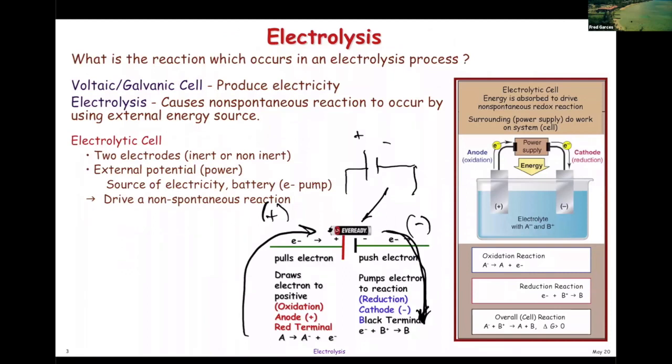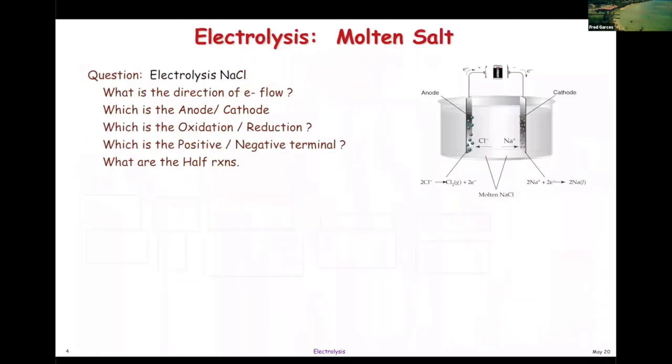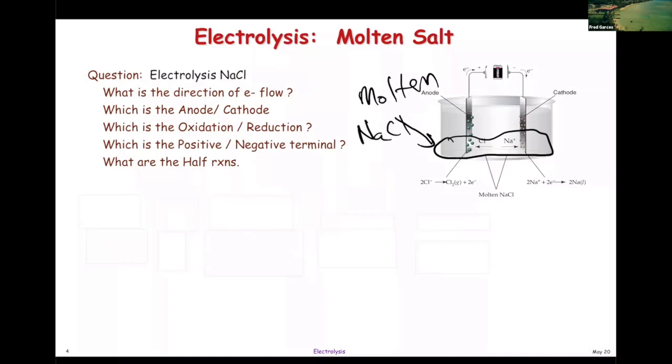Now let's take a look at this right here. This would be a typical electrolysis cell. Suppose we have molten sodium chloride. So we take sodium chloride, pure, solid, and we heat it up so that it becomes the molten state. It's kind of like a liquid state.